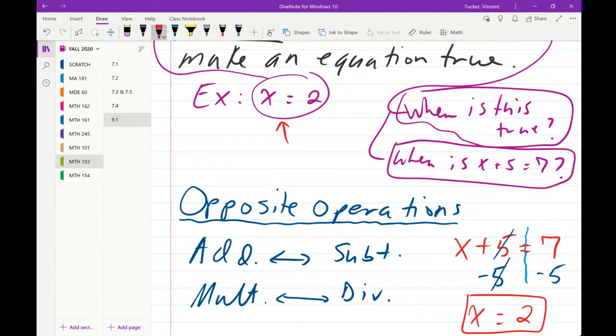And that's the foundation of solving your equations. You're looking to get your variable by itself, and you want to undo what's being done to your variable so that you can do that. And you can always check your answer by plugging it back into your original equation. 2 plus 5 is equal to 7.